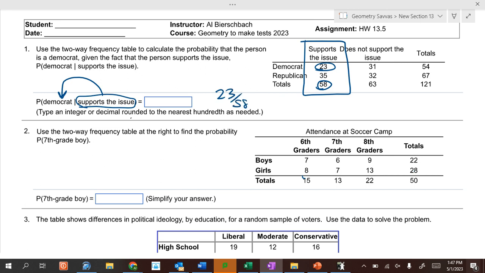And it says round to the nearest hundredth, calculators people. What's 23 divided by 58? 0.39. To the nearest hundredth.